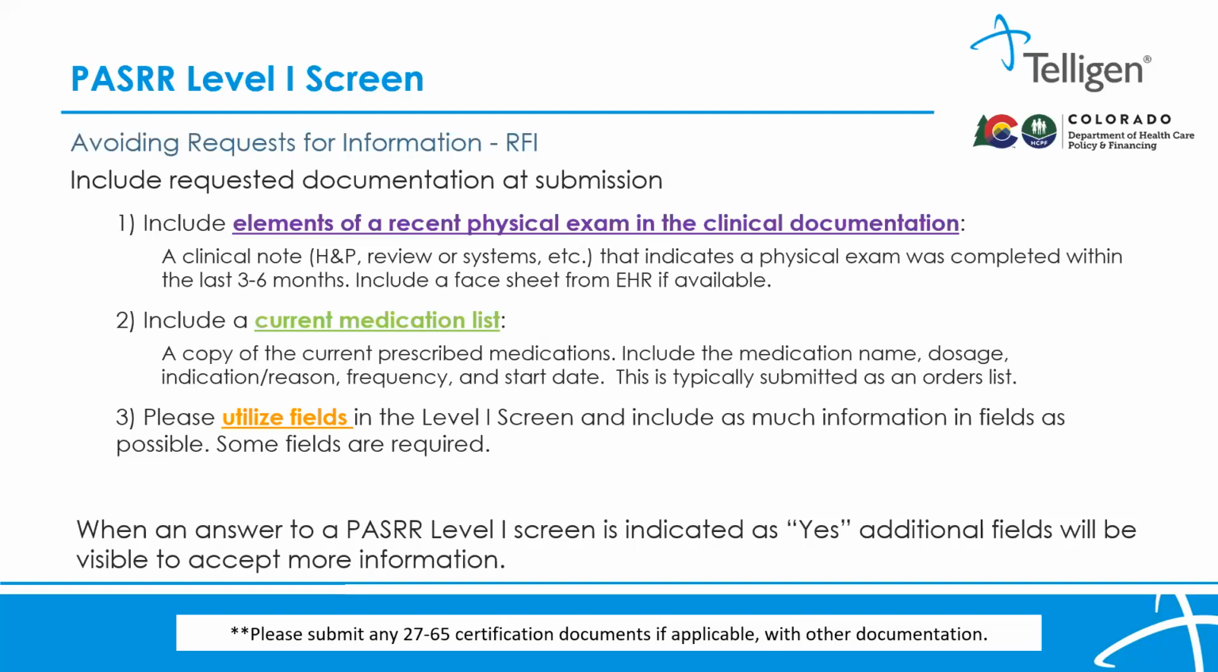So to avoid an RFI, you're going to want to make sure that you submit the required documentation straight away. So that's going to be medical documentation like an H&P. Doesn't have to be an H&P, but some type of medical evaluation that has a review of systems or evidence of a physical exam that is also no older than 6 months old. We also do request a current medication list for all current medications, not just psychotropic medications. And then again, I go back to the open fields, the open text boxes where you can type. The more information you can give us, it's only going to be more helpful for us to get a better picture of the person that we're looking at.